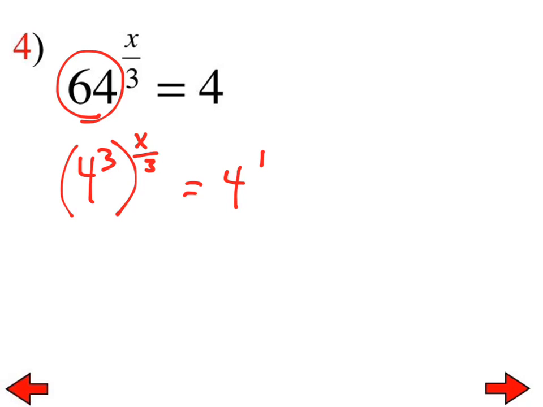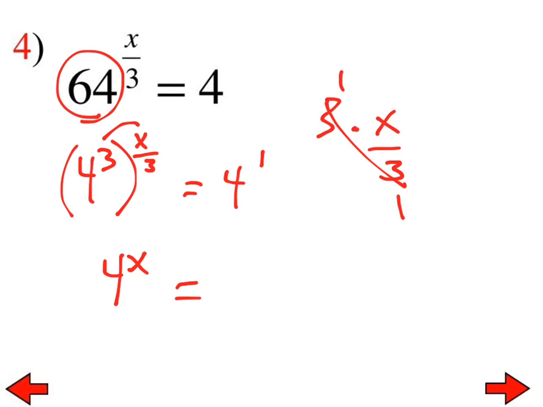Now we have the same base. We could do a power to a power there and multiply our exponents, which would give us 4 to the x power, because 3 times x over 3, I could do that off to the side if I don't see it, but 3 times x over 3 is x. And so we have 4 to the x equals 4 to the first, and so x is equal to 1.